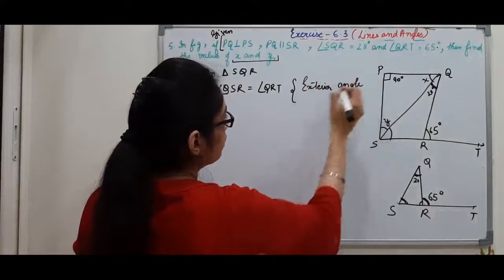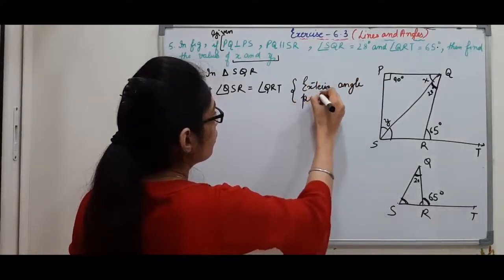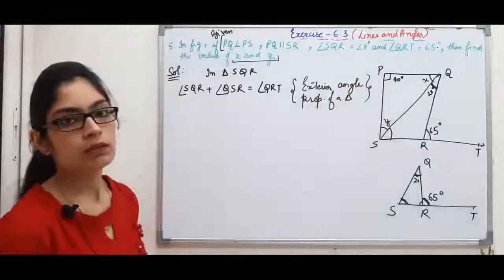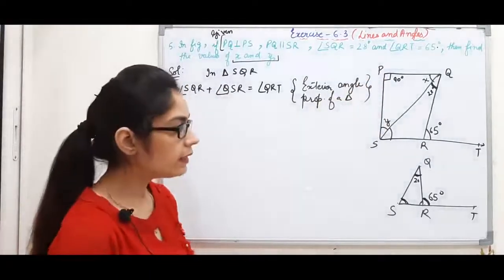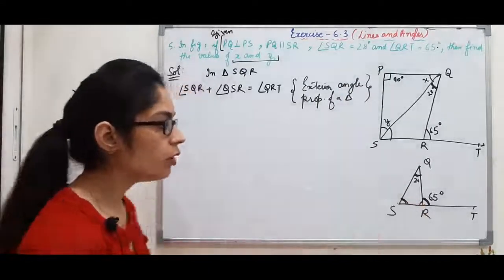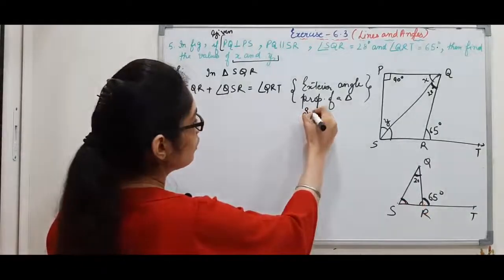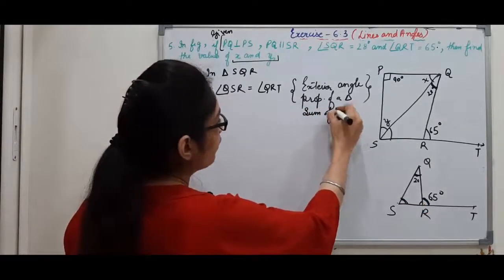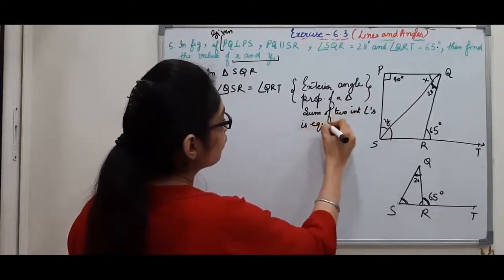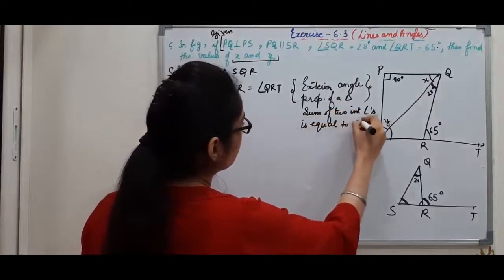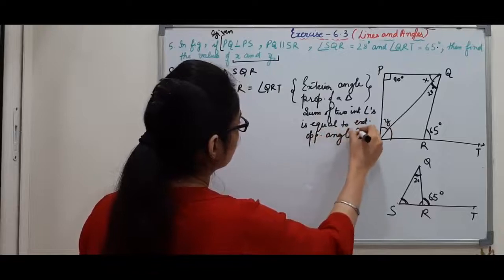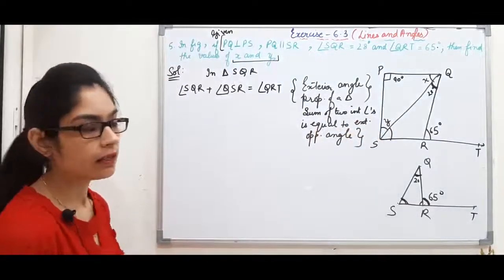This way you can mention exterior angle property of a triangle, or you can also mention the full theorem that the sum of the opposite interior angles is equal to the exterior angle of the triangle. In this way also you can mention: sum of two interior angles is equal to exterior opposite angle. In this way also you can mention directly exterior angle property of a triangle.